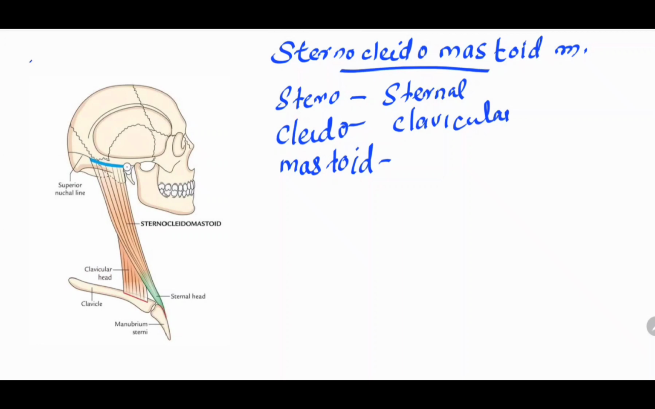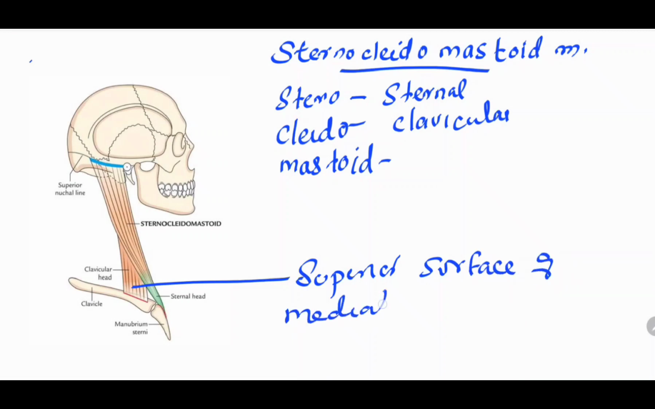Now the clavicular head arises from the clavicle. Here this clavicular head arises from the superior surface of the medial two-third of the clavicle. The clavicle is divided into medial two-third and lateral one-third. The medial two-third is quadrangular, so it has a superior surface, anterior surface, inferior surface and posterior surface. So this clavicular head arises from the superior aspect of the medial two-third of the clavicle.